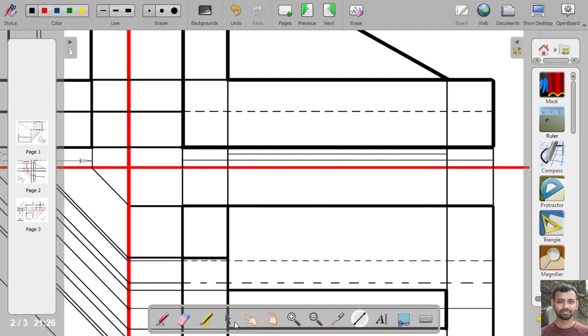Okay, so if you put the dimensions, okay, and over here we will draw the arrowheads. Here also we will draw the arrowheads.